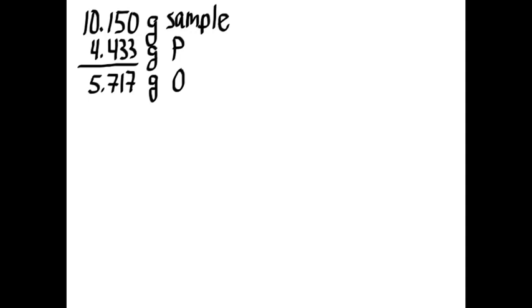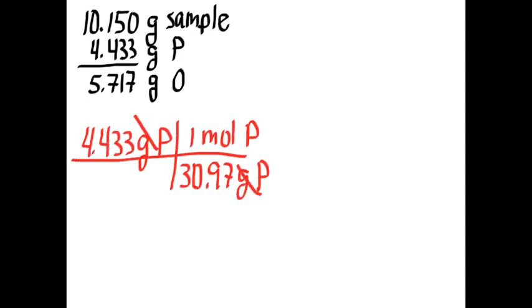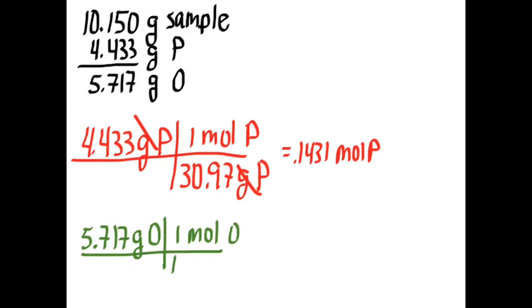So let's do one. We have 10.150 grams of a sample. 4.433 grams are phosphorus. The rest is oxygen. How do we figure out how much is oxygen? Subtract. So there are the numbers you need to start with. Figure out the moles of phosphorus. You divide by the molar mass to do that. Figure out the moles of oxygen. Divide by the smallest.